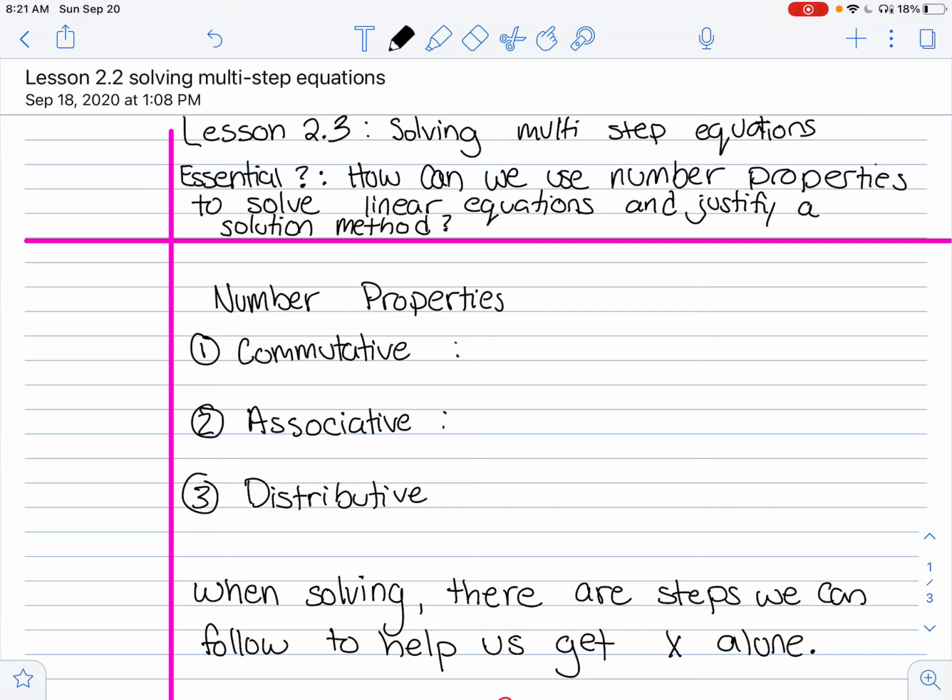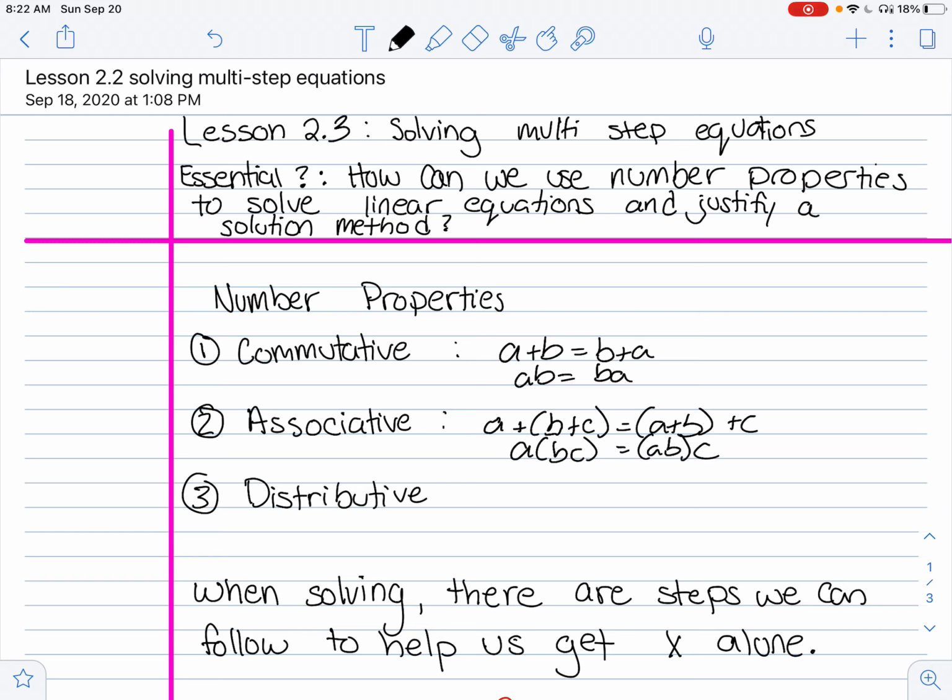Our commutative property tells us that with addition and multiplication, order does not matter. A plus B is going to be the same thing as B plus A, and A times B is also the same thing as B times A. Our associative property tells us that with addition and multiplication, again, grouping does not matter. A plus, in parentheses, B plus C would be the same thing as A plus B in parentheses and C. And the same thing applies with multiplication. Grouping does not matter.